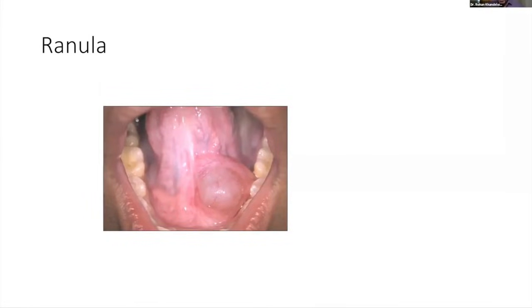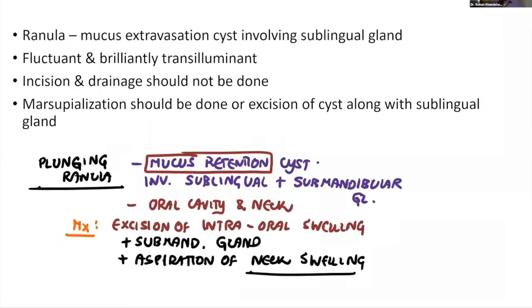This is a ranula. Ranula image was there this time in the FMG exam also. At least 10 times previously also ranula has been asked in the exam. Ranula is a mucus extravasation cyst involving the sublingual gland. It is fluctuant and brilliantly transilluminant. Incision and drainage should not be done. Mind you, no incision and drainage.